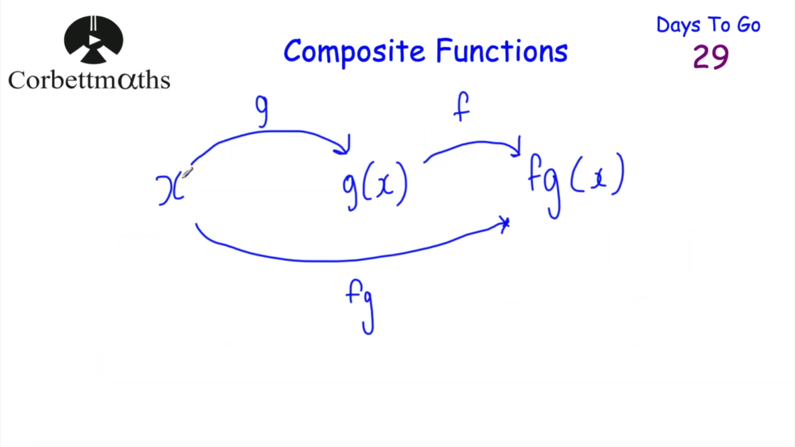As we've just seen, if we've got a variable x, we can apply a function g to it and we would get g of x. Then we could apply another function, f, and we would get fg of x. Rather than applying two functions, g and then f, we could apply a composite function, fg, which would bring us straight from our variable x to fg of x. So let's have a look at how we find those composite functions now.